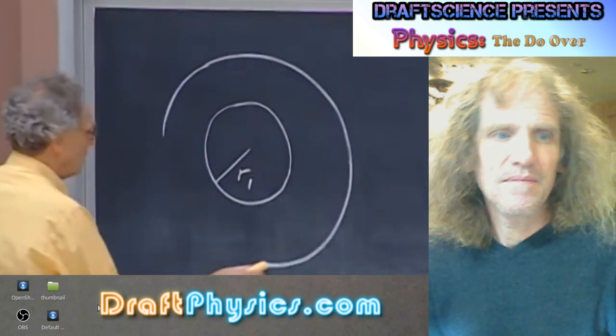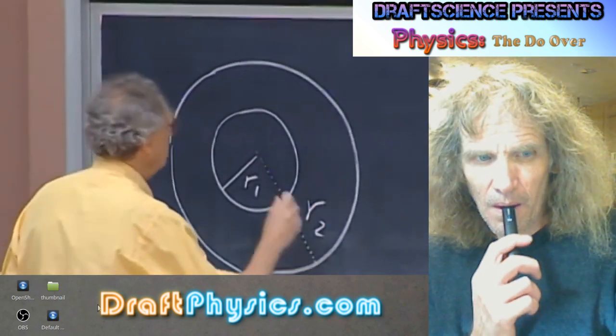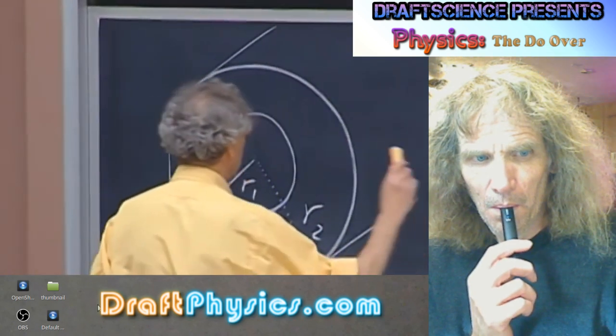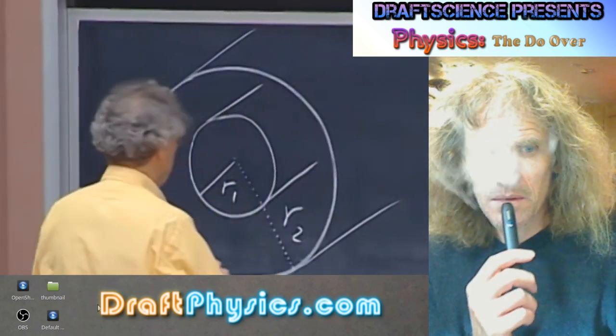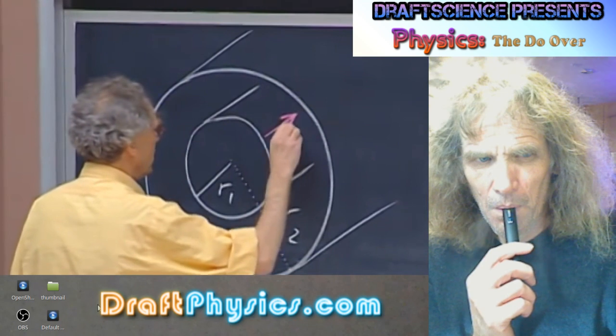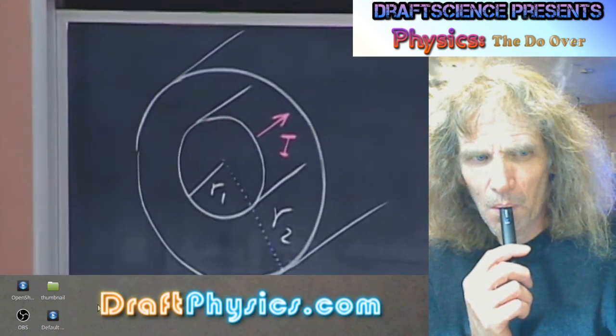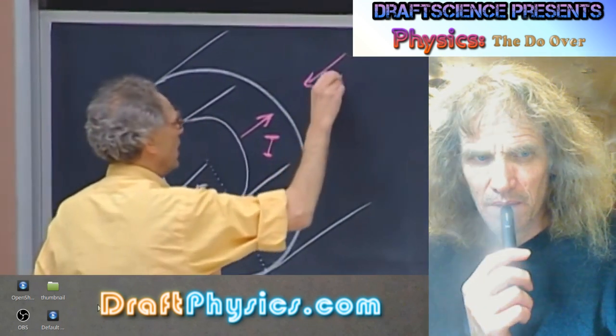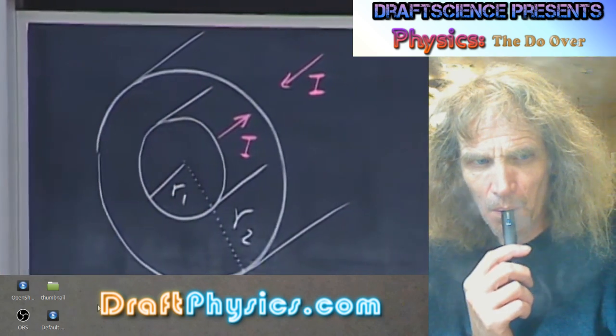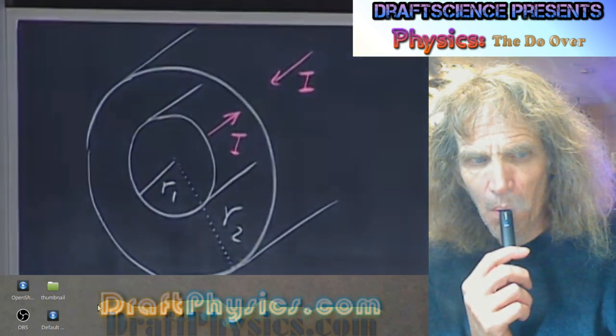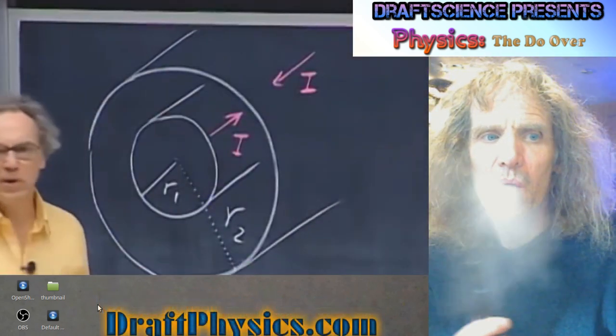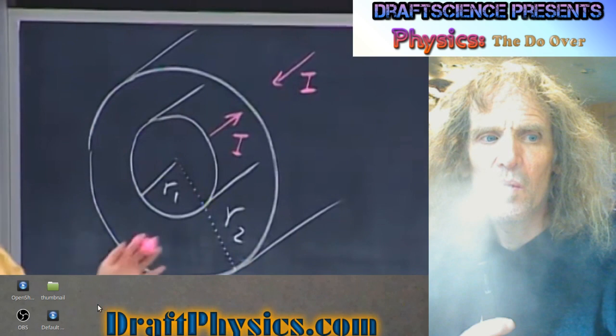Concentric, another cylinder with radius r2. These are very long cylinders. And assume that there is a current I flowing in this direction on the surface of the inner cylinder, and a current I is returning on the surface of the outer cylinder, and the two currents are the same in magnitude. And I want to know what is the magnetic field everywhere in space.